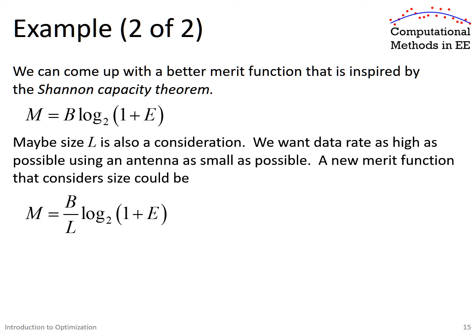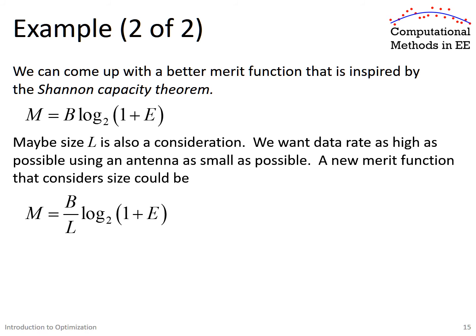Well, we also wanted a small antenna. So I decided to divide the merit function by L, which might be the largest dimension of the antenna. And since we're dividing by L, a small size will tend to maximize M. So now we had an improved merit function inspired by the Shannon capacity theorem but now also with size in there. And we could also ask again, well, maybe size and bandwidth aren't equally important. I decided to ignore that at this point and just divide by L.